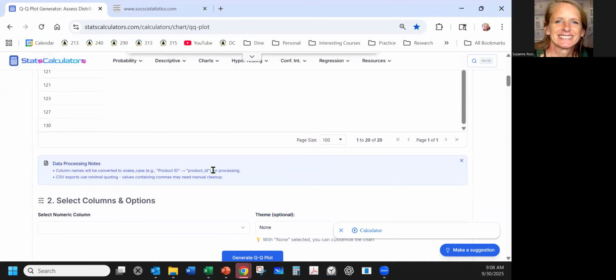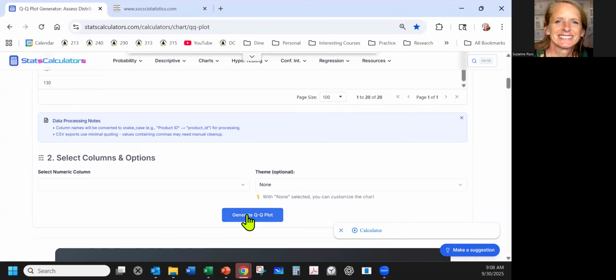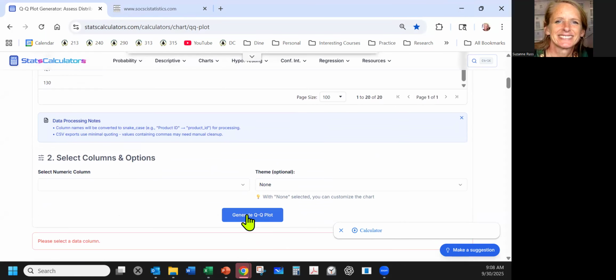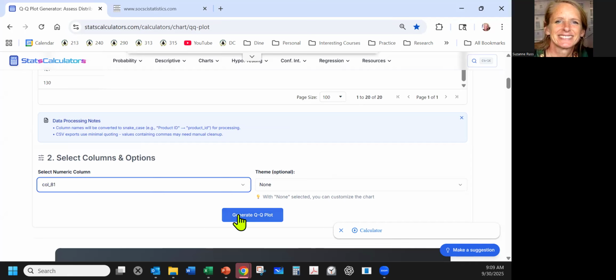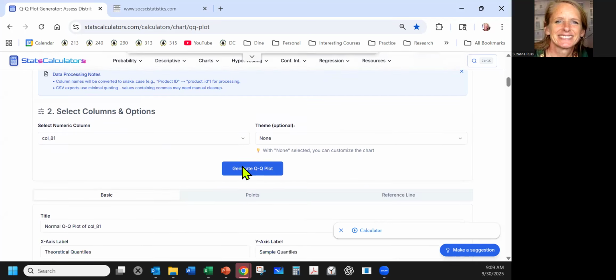There's a lot at the bottom of this, but what we really want to do is just generate the QQ plot. It's asking me to select a data column. So let's go ahead and select our column. Column B1 is the only one we have. Now we can generate a QQ plot.